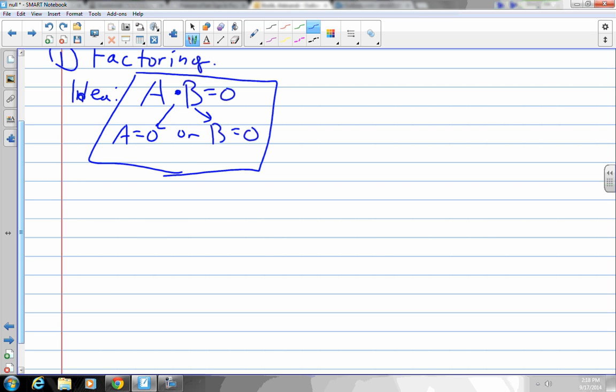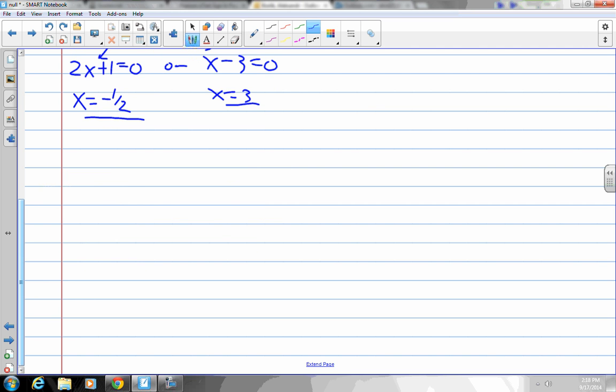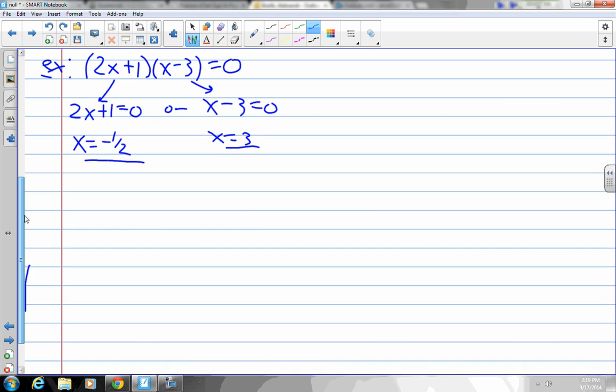Okay. So example, if you already have something that's friendly and factored, and that something equals 0, then we can simply set each factor to 0 and solve for x. So that should be relatively straightforward. 2x plus 1 equals 0, or x minus 3 equals 0. Solve them separately, 2 linear equations, x equals negative 1/2, x equals 3. And we're done. Is that okay? You kind of knew that before you met me, right? That's not a stretch.